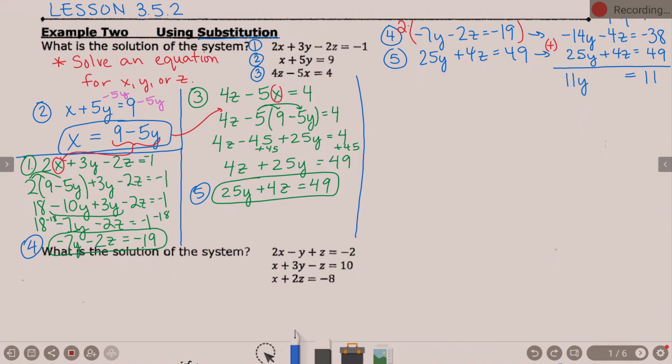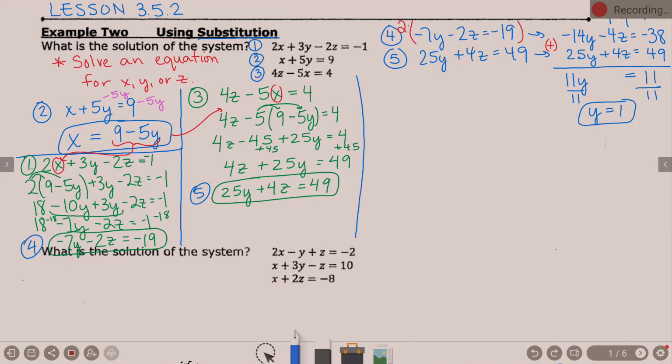Okay, finish this off, right? 11y equals 11. Divide by 11, and y is 1. Still the same as last week at this point, right? Once you know one of them, you can plug it in, you go back and start plugging it in, yes? Yeah.